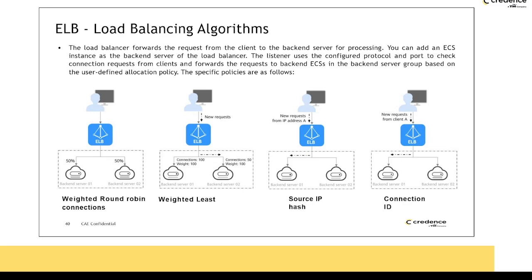Weighted least connection is based on the weight of the connection. The server with the least connections is the one that the request will go to. The source IP hash is based on the IP. The connection ID is based on the connection request of the client, and you go to that server.